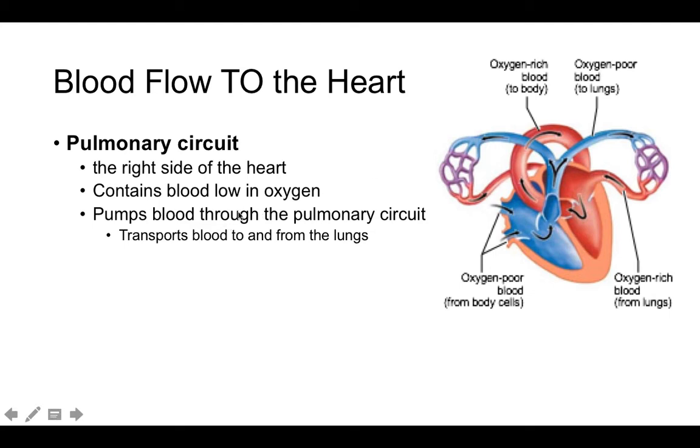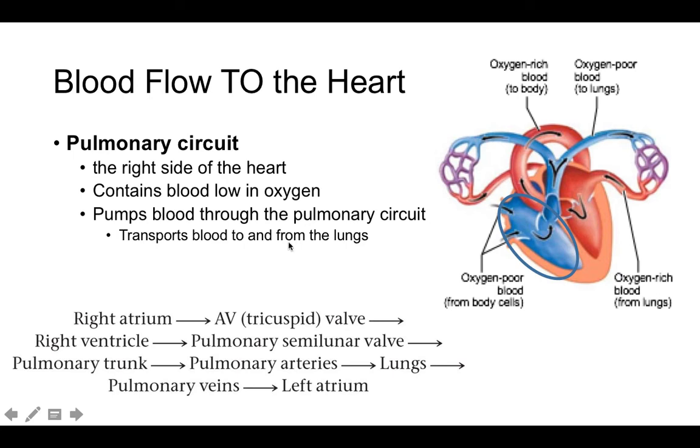This contains blood lower in oxygen, and it pumps blood through the pulmonary circuit. So blood coming from the body is received here from the superior vena cava and the inferior vena cava. It comes right here to the right atria and then is pumped down to the right ventricle and out through the pulmonary artery, which goes over to the right lung and the left lung. There it is. That's the right side. And the flow of blood through the pulmonary circuit is from the right atrium through the tricuspid valve, the right ventricle, the pulmonary semilunar valve, the pulmonary trunk, the pulmonary arteries, lungs, pulmonary veins, and then to the left atrium.